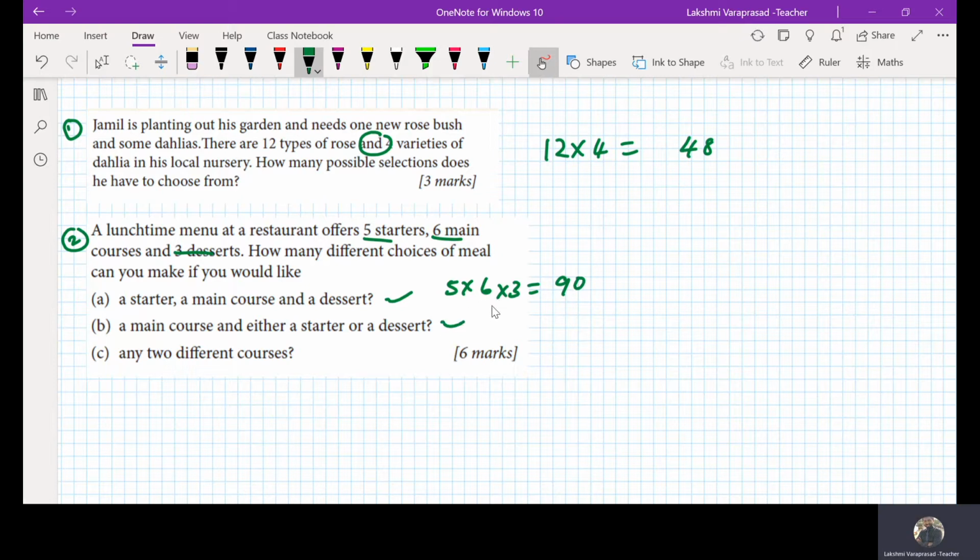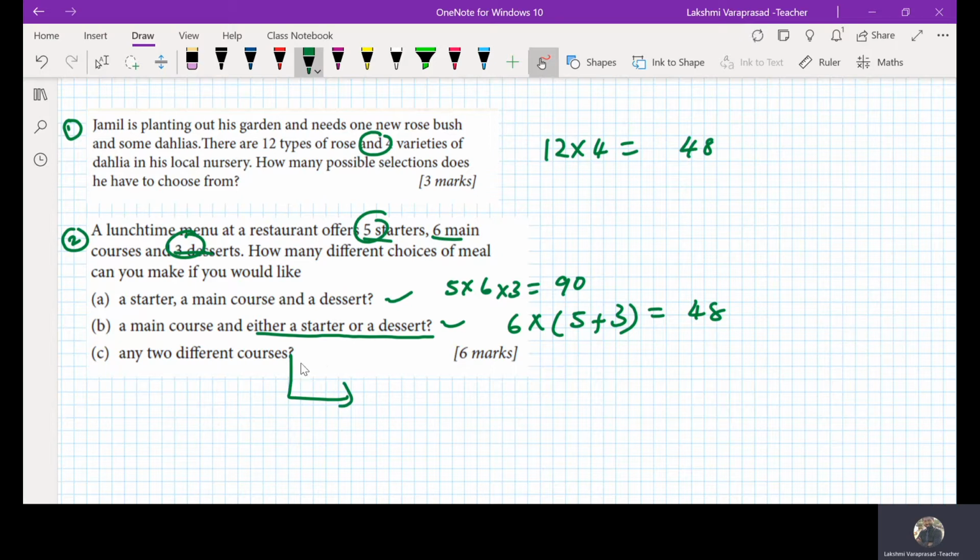And part B: a main course and either a starter or a dessert. What is the main course here? How many are there? 6. And means multiplication, and either a starter or a dessert. Starter, how many are there? Starter is 5, plus how many desserts are there? That's 3. So 5 plus 3 is 8, and 8 times 6 is going to be 48.